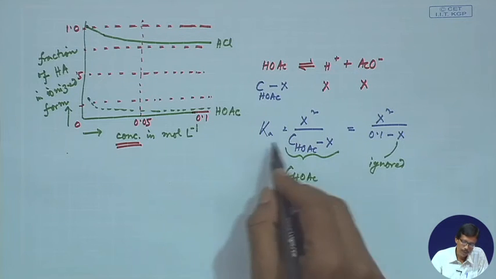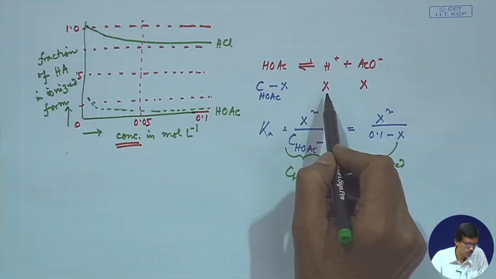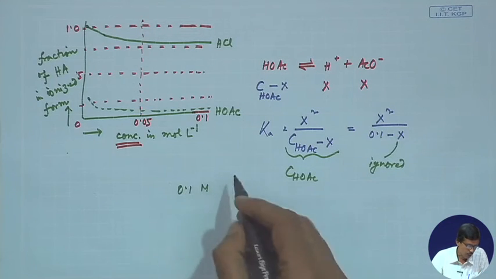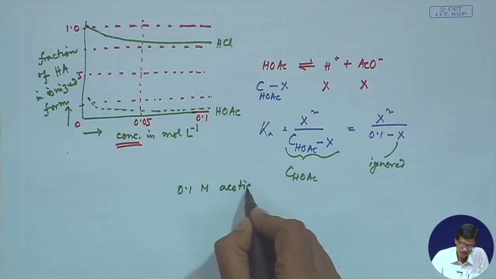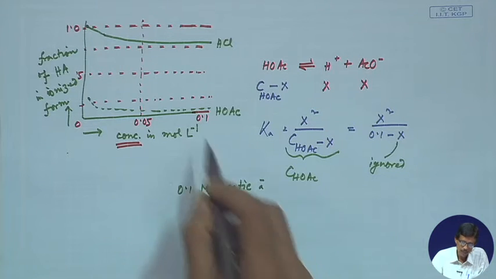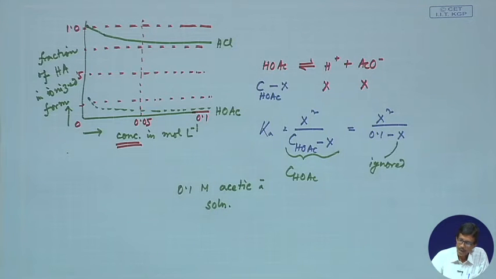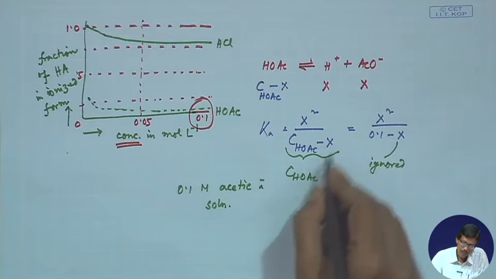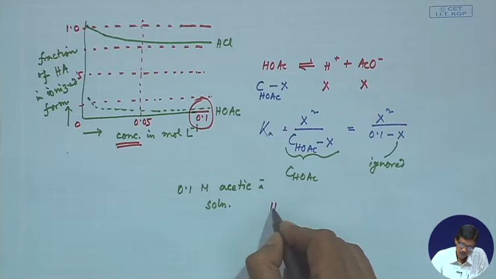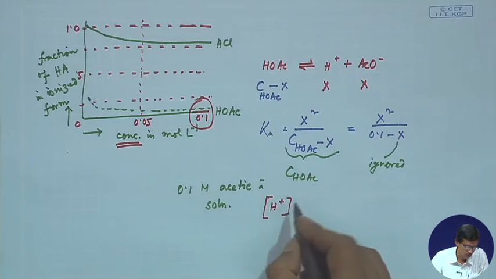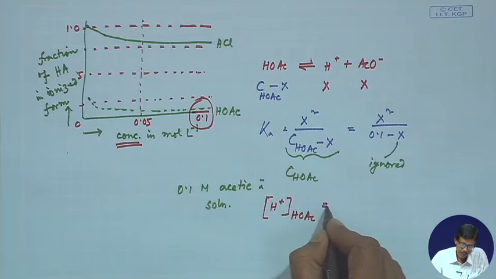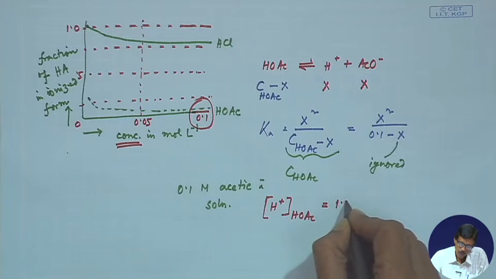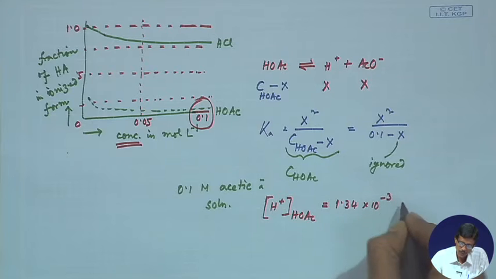This way we can find the concentration of H plus produced in the reaction medium. That means, in a 0.1 molar acetic acid solution, we should be able to tell the amount of H plus coming out from HOAc, considering the Ka value, the dissociation constant we all know. It will be 1.34 times 10 to the power minus 3 molar.